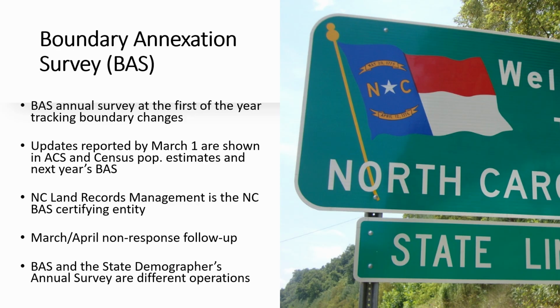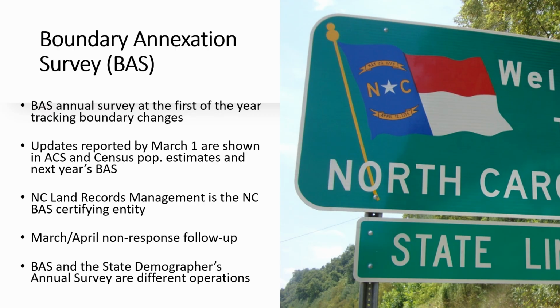BAS is an annual survey. The questionnaires usually go out in the end of December, first part of January. Letters are mailed to the highest elected officials of every jurisdiction, counties, municipalities, state, and tribal areas. You are asked to report any boundaries that were legally in place as of January 1st. So the BAS deadline or the BAS reference point is January 1st.